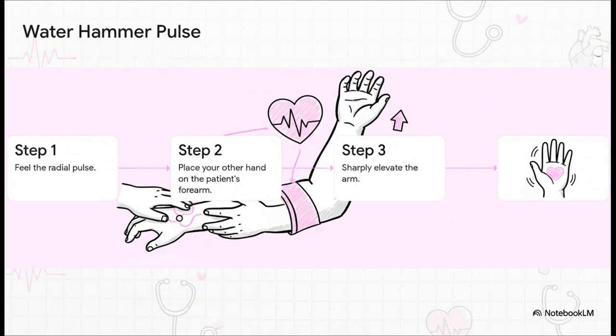The water hammer pulse, it's one of those classic signs you've just got to know how to find. As you can see, you feel for the radial pulse, brace their forearm with your other hand, and then you quickly, sharply lift their arms straight up. What you're feeling for is a sudden, sharp, kind of tapping feeling in the palm of your bracing hand. That's your positive sign, and it often points towards things like aortic regurgitation.